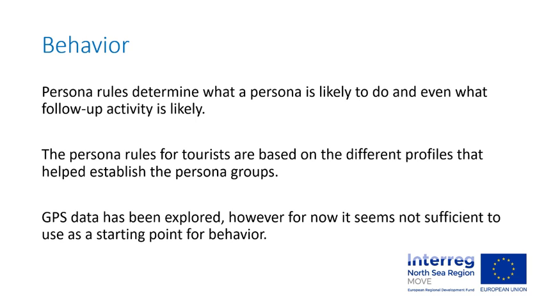The behavior, also called persona rules, determines what a persona is likely to do and even what follow-up activity is likely. For example, some people tend to almost always visit a beach pavilion after spending time at the beach. The persona rules are like a bucket list. When you visit an area, you might be eager to check out a famous local museum. However, once you have visited the item on the top of your bucket list, the likelihood you will visit it again diminishes. The simulation takes into account this varying degree of wanting to visit a resource.